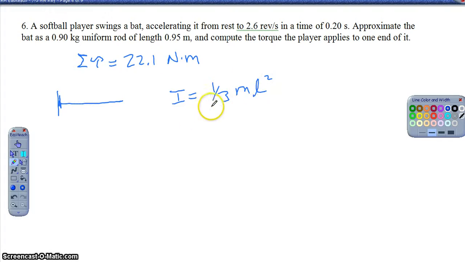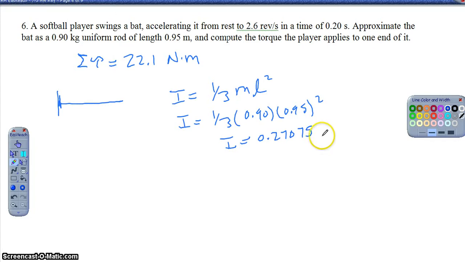So they give us enough information that I can go ahead and calculate my moment of inertia, which I may or may not need later, right? So 0.90 times, again, the length of it, which they give me as 0.95, squaring that. So I get my moment of inertia to be 0.27075 if I take that out to a few decimal places here. Then they're asking how much torque does the player need, right? Well, torque equals the moment of inertia times the angular acceleration. Again, I just found my moment of inertia, so no big deal.